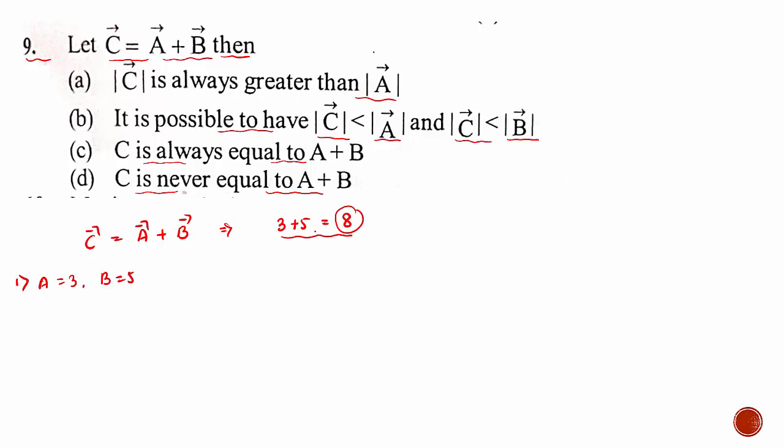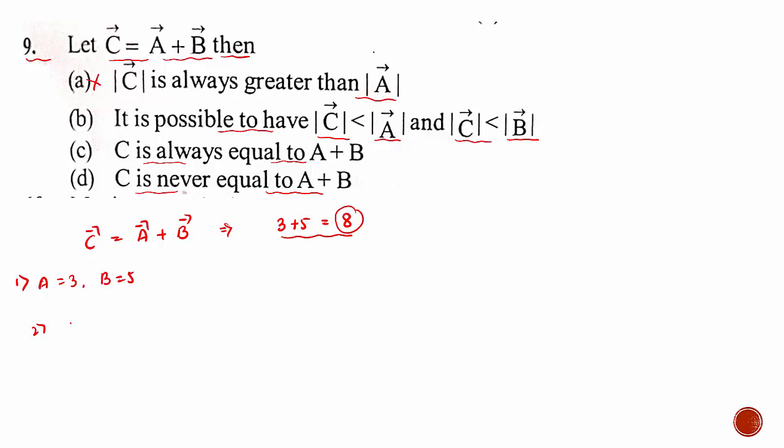In this example, C value is greater than B, meaning vector B, not A, because A value is 3, B value is 5. So it is not possible that C is always greater than A. So this is the wrong answer. That may be greater than A or that may be less than A. So that depends on the magnitude of the two vectors, right?